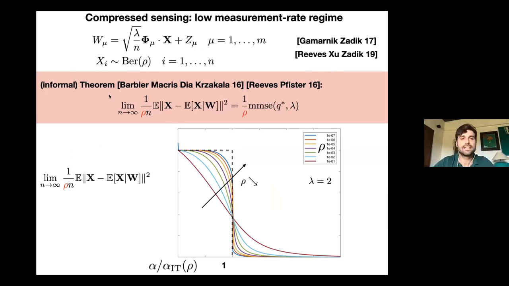And what they did is that they took the known rigorous result in the literature that essentially gives you an exact formula, that I will not describe, for the minimum mean square error, okay?